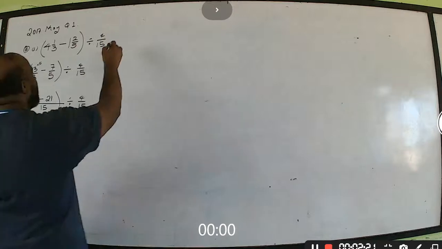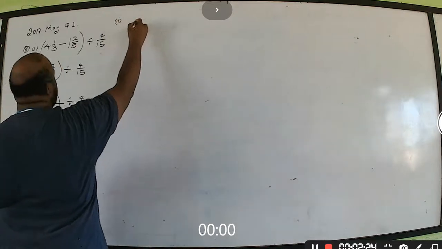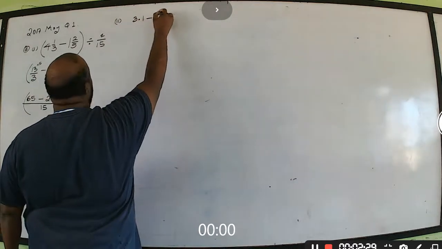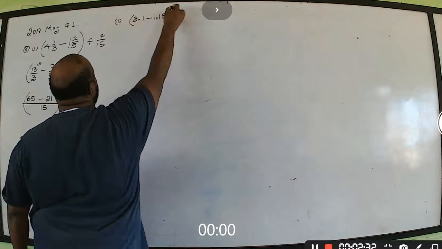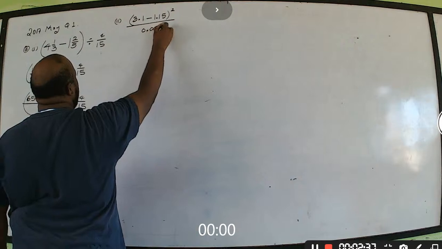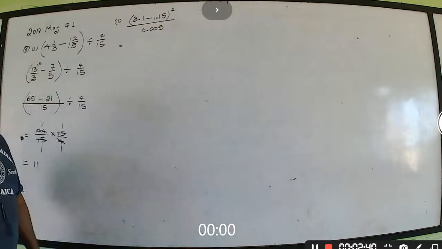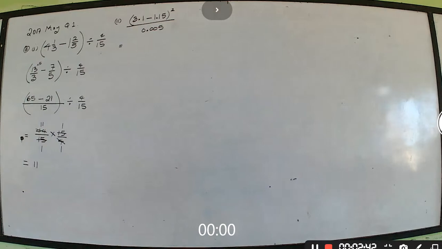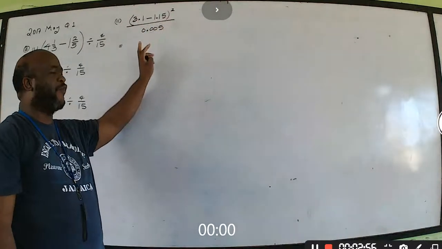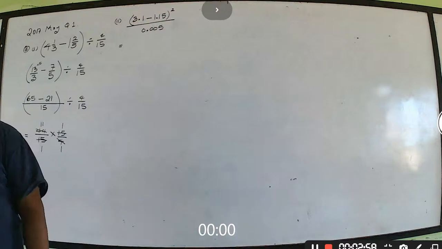If you didn't get 11, you just got it wrong. Alright, part I, we have 3.1 minus 1.15 squared, all over 0.005. This is computation, and you have to know which one must be done first. What must be done first? We have subtraction, brackets, powers, and division. What is the first thing I must do?